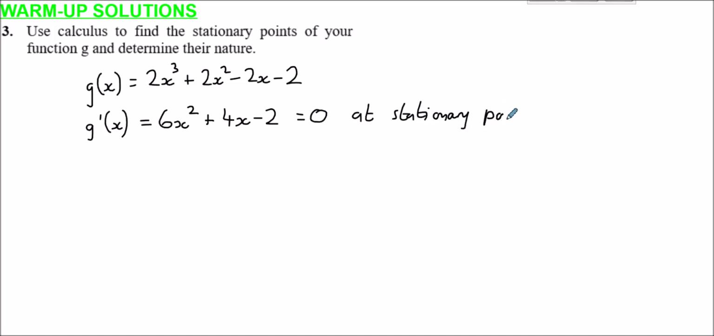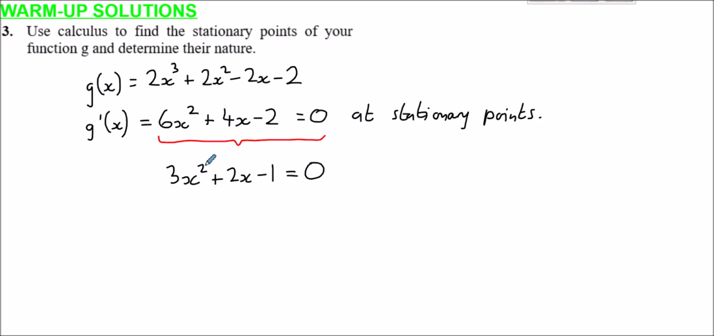So what we can do now is solve this as we would any other quadratic. If we solve this for being equal to 0, hopefully you can see here all terms are even, so we can divide through by 2. So we're trying to solve where 3x squared plus 2x minus 1 is equal to 0. Fortunately, this is a quadratic which is particularly easy to factorise.